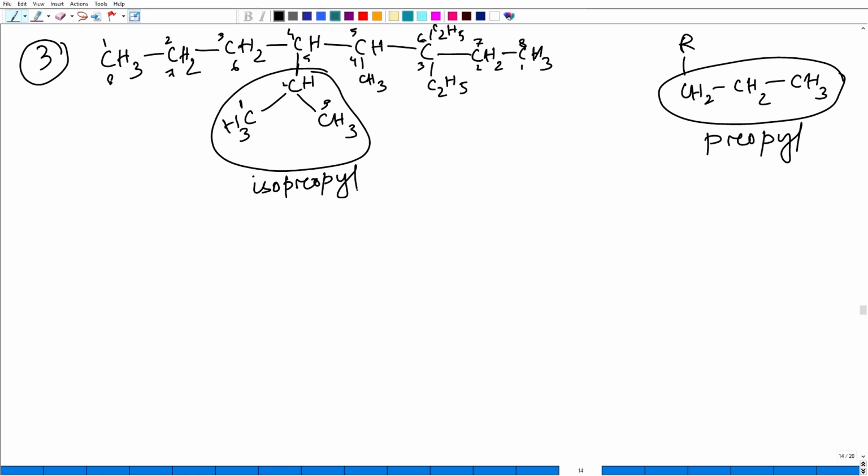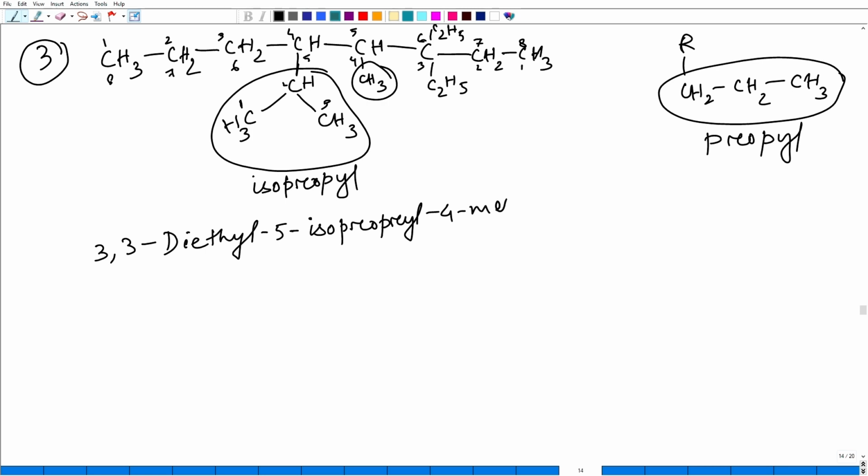Okay. So, the name of this compound will be 3,3-diethyl, 5-isopropyl, 4-methyl, right? Methyl is in the 4 position. Now, we will write the groups in alphabetical order. E comes first, so diethyl will be first, then I, so isopropyl, after that M, so methyl, and an 8 carbon chain, so octane. So, 3,3-diethyl, 5-isopropyl, 4-methyl octane.